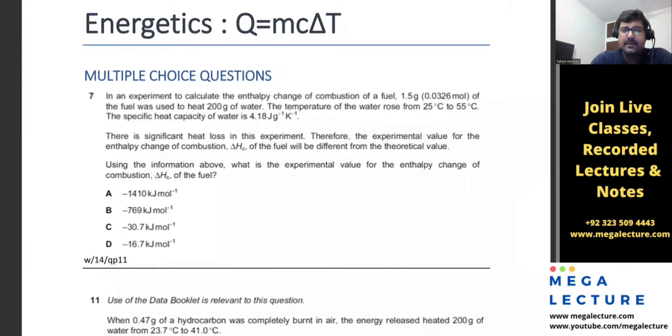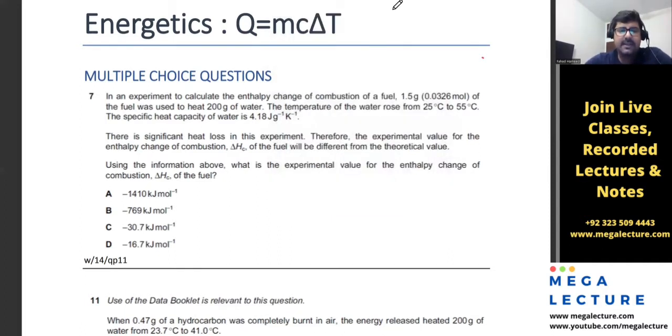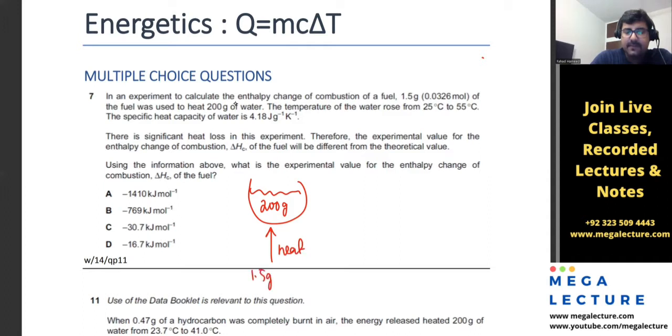So starting with the first question, as the first question reads, in an experiment to calculate the enthalpy change of combustion of a fuel, 1.5 grams of the fuel was used to heat 200 grams of water. So I have got 200 grams of water, right? And he's saying that 1.5 grams of the fuel was used to heat this. So he's heating it, and it's 1.5 grams of the fuel. And you've been given the moles of the fuel as well. That's 0.0326 moles.